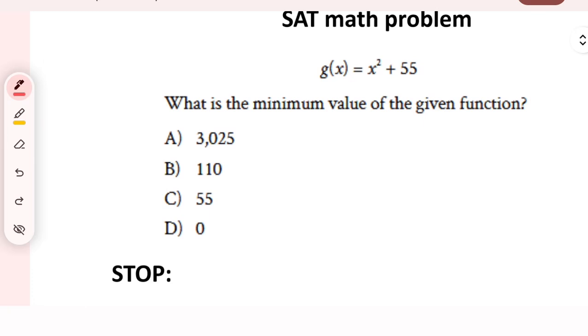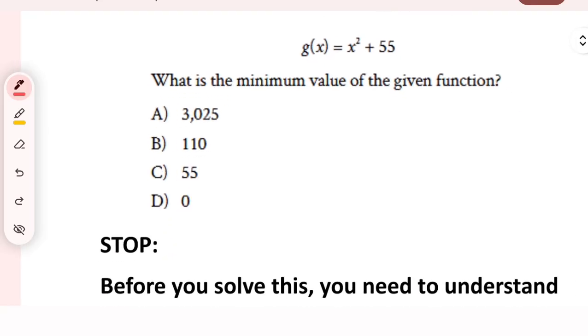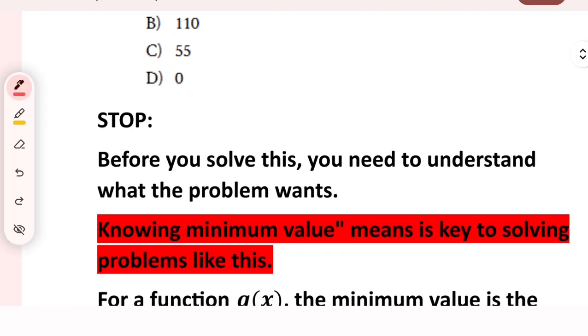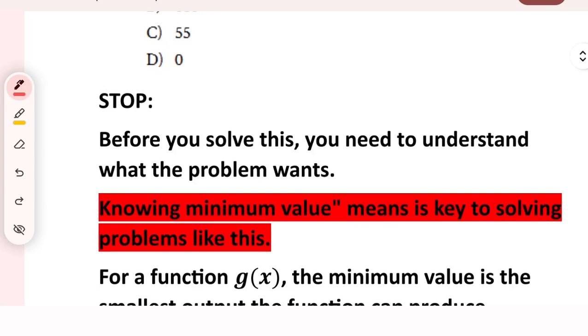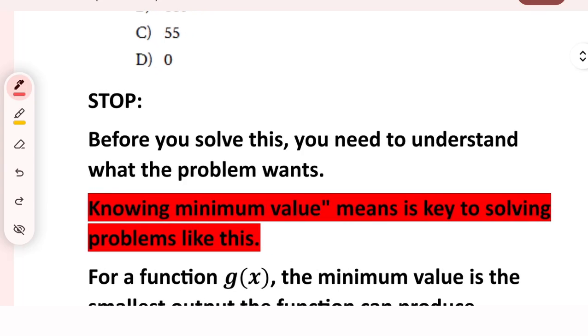So what is your strategy in solving this math problem? My strategy is this. Before you solve this, you need to understand what the problem wants. The problem wants the minimum value of the function. The minimum value of the function, that is what the problem wants.